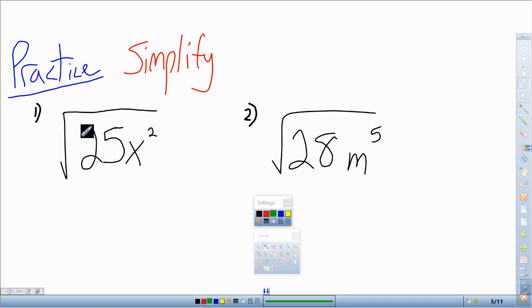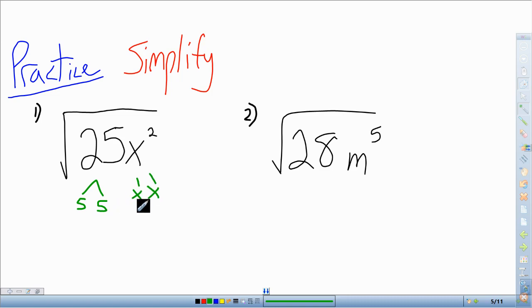Okay, so on this first one, I know 25 breaks down into a 5 times 5. These 5's are prime, so can't go any farther on this. An x squared is an x, or I guess rather 2 x's. Okay, so again, we're looking for pairs. Looks like we have a pair of 5's, looks like we have a pair of x's, and there is nothing that doesn't pair up. Okay, so on this problem, pair of 5's means a 5 comes out, pair of x's means an x comes out, but there is nothing left in the radical, meaning we do not need to write it.